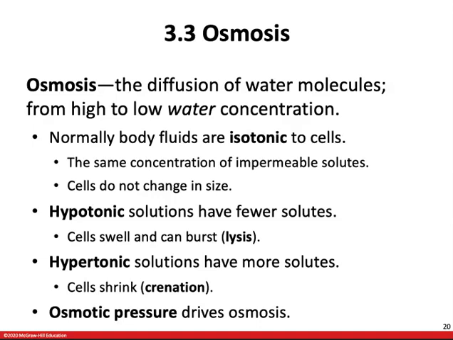Normally, body fluids are going to be isotonic to cells, meaning that the fluids found in your body, your interstitial fluids, your blood, are going to have the same concentration as your cells. So your cells are not going to change drastically in size.